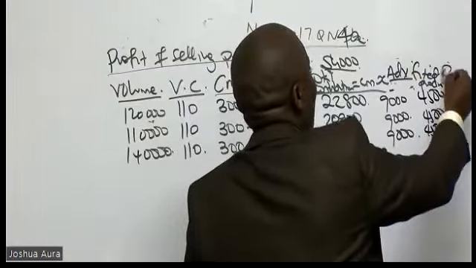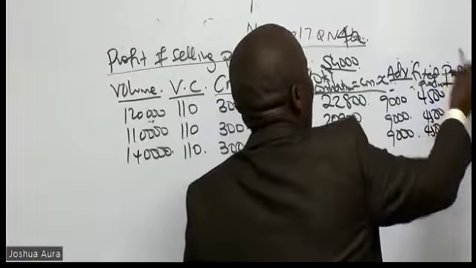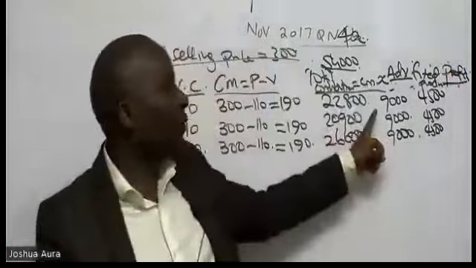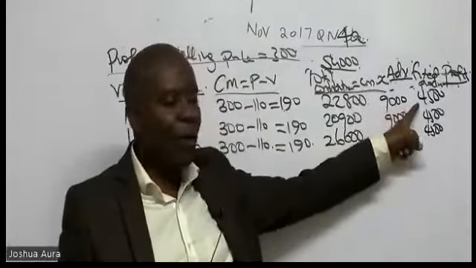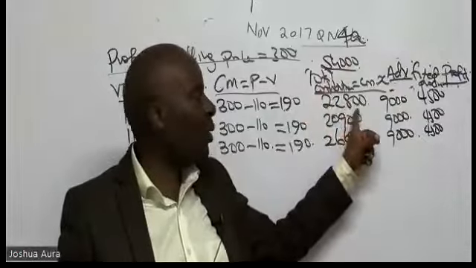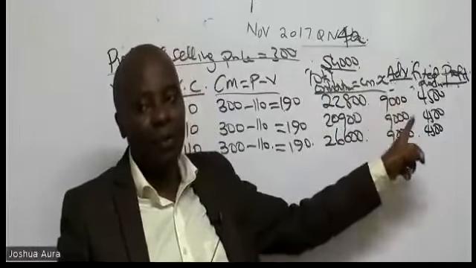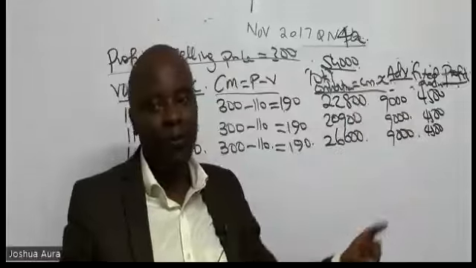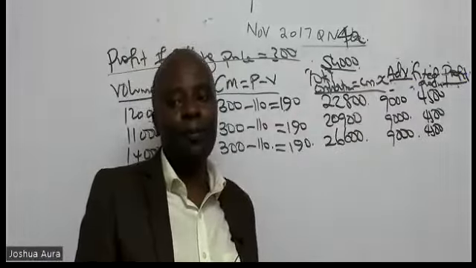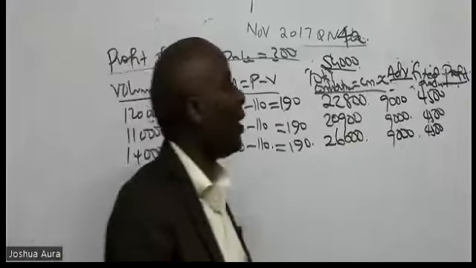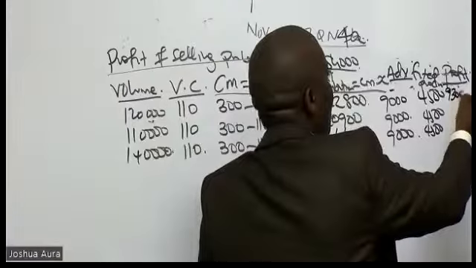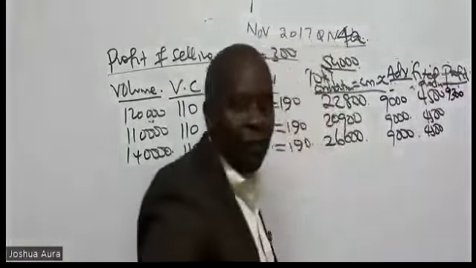So could you kindly give me the profit now here? To get profit, I'll take the total contribution minus the advertising cost minus the fixed production cost. So I'll take this 22,800 minus 9,000 minus 4,500, and then I should be able to get the profit. Sharon gives me the first figure, 9,300. Thank you very much, Sharon.